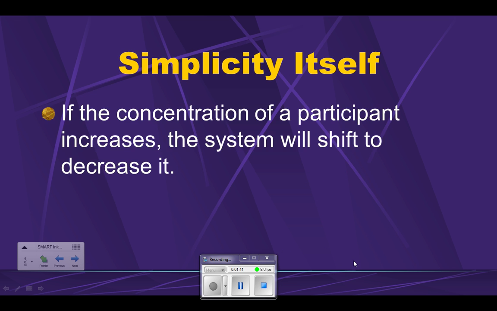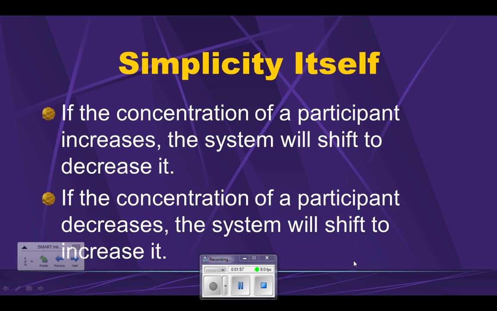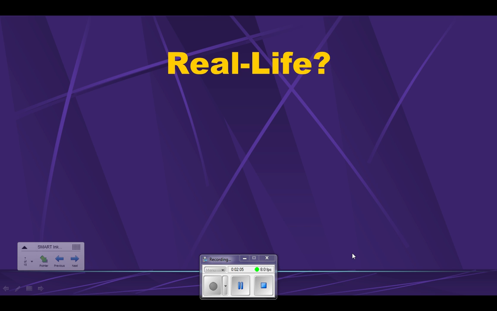All right, so let's just round this up in one statement, which we're going to apply in a variety of different ways, which is, if the concentration of a participant increases, the system will shift to decrease it. So if something goes up, the system is going to do something to make it go back down. And then the reverse of that's true as well. If you decrease something, the system's going to adjust to try to increase it and get it back where it was before.